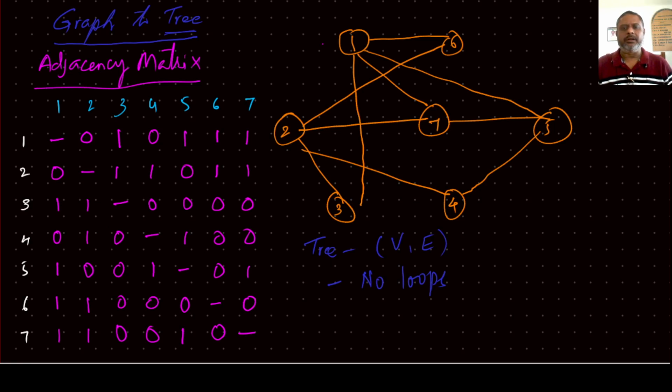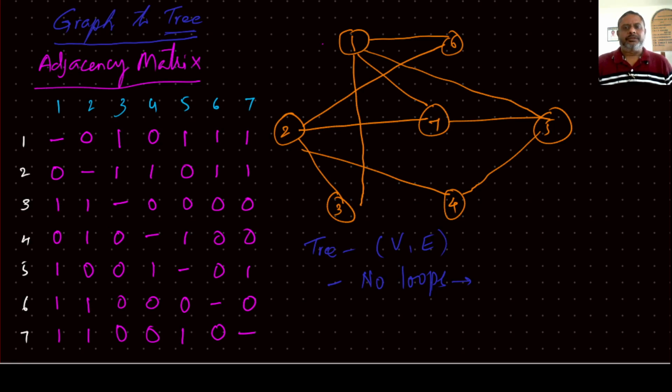So in our graph, if you look at it, then we can see from 2 to 7, 7 to 5, 5 to 4, 4 back to 2, there is a loop. From 1 you can go to 6, from 6 you can go to 2, from 2 you can go to 3, from 3 you can go back to 1. Yes, there is a loop. So graph is a general term where tree is a special form of a graph which doesn't contain any loops.